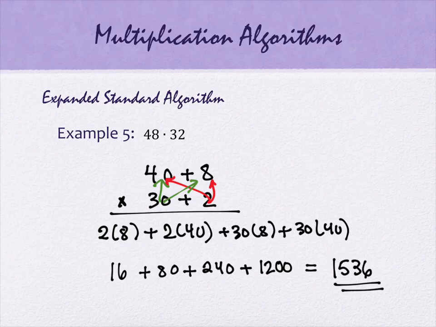And you should be able to make sure that this is right because you have a calculator, right? Make sure that you didn't make a mistake in doing it for sure. But this is the expanded algorithm. We're multiplying all the pieces together.